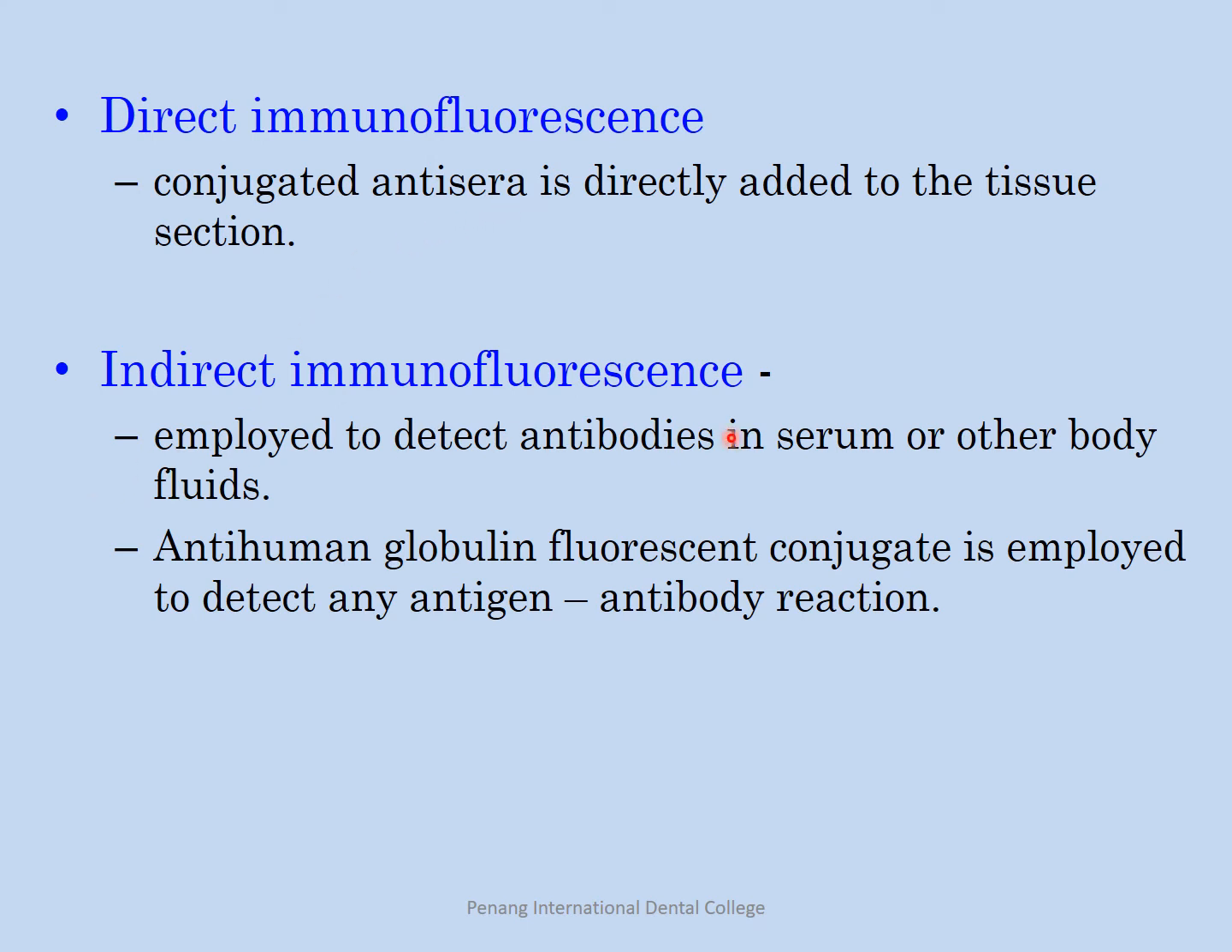Indirect immunofluorescence, on the other hand, is employed to detect antibodies in serum or other body fluids. Okay, so anti-human globulin fluorescent conjugate is employed to detect any antigen antibody reaction. So if you notice, antigen antibody reaction is what is identified in an indirect immunofluorescence, whereas in direct immunofluorescence, what we actually identify is the conjugated anti-sera that binds to the antigen.